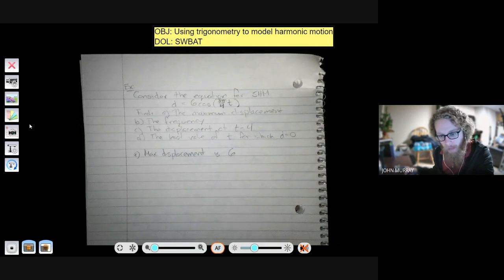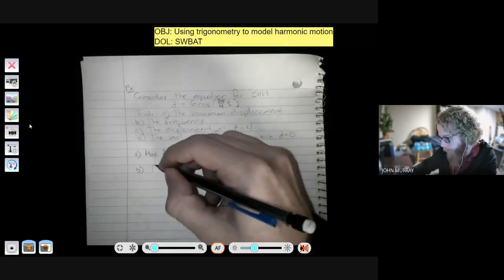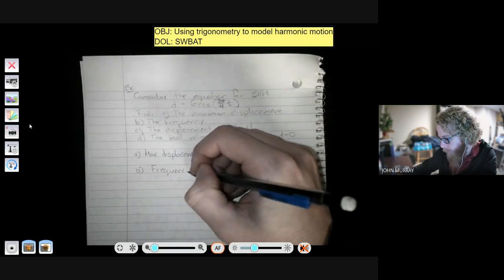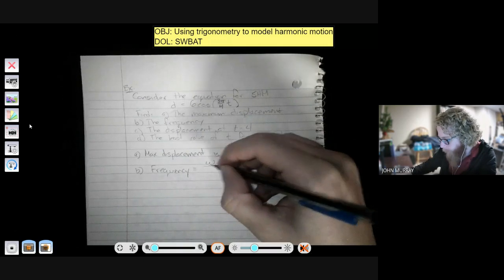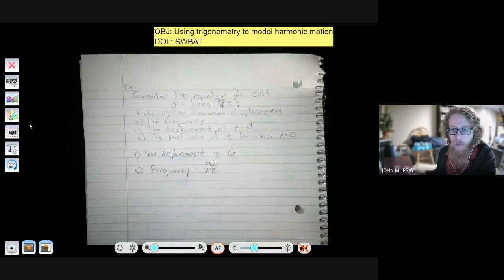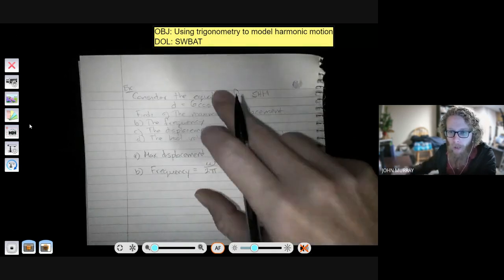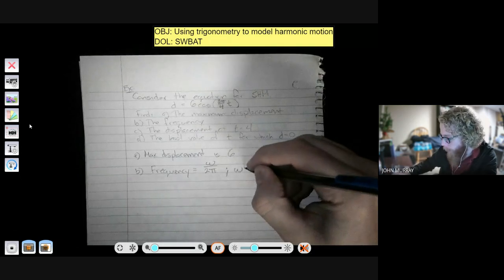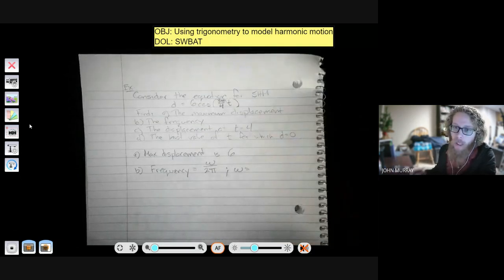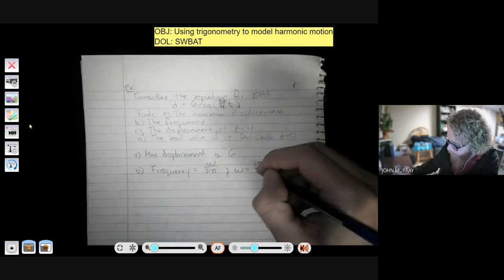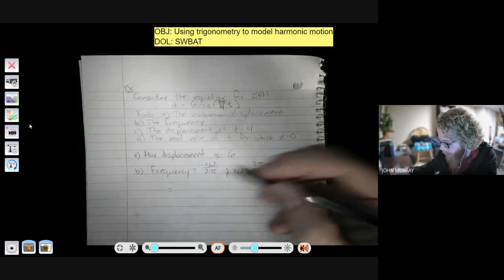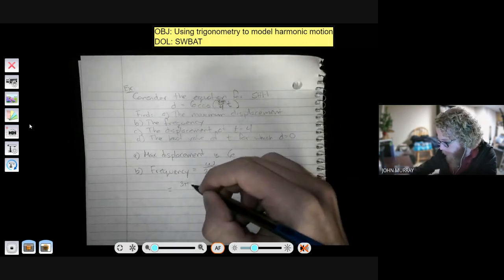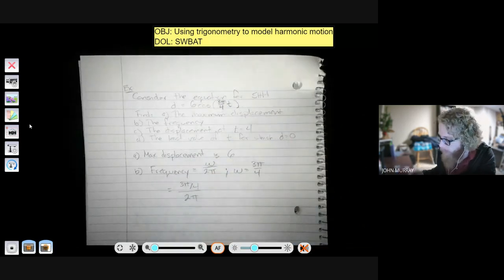Then they want us to find the frequency. So if they're asking for the frequency, that's a little easier. Okay, then we use the equation omega over 2 pi. Right? So from our equation, we know omega is the number that's in front of the t. That's going to be 3 pi over 4. So I have the frequency is 3 pi over 4 over 2 pi.